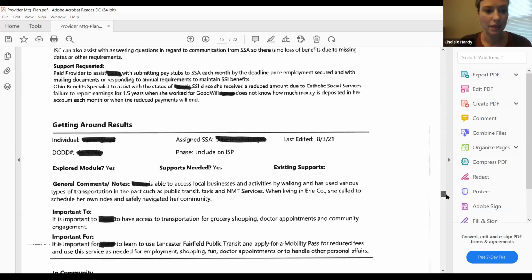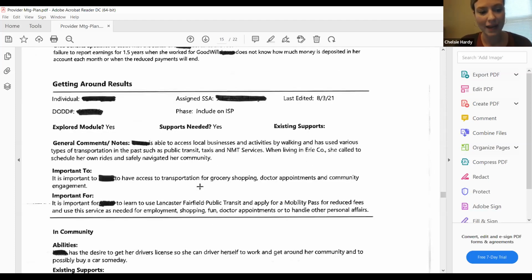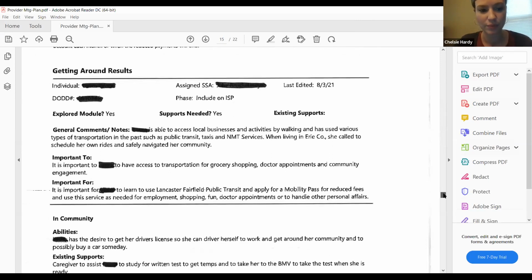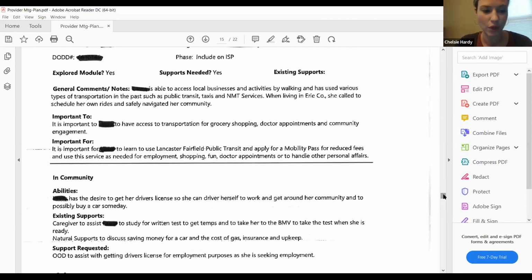And then some of these, like getting around, are pretty self-explanatory. Does the person use LPT? Do they need help scheduling rides? Who helps them get to where they need to go?